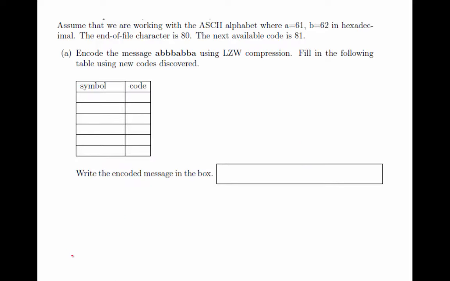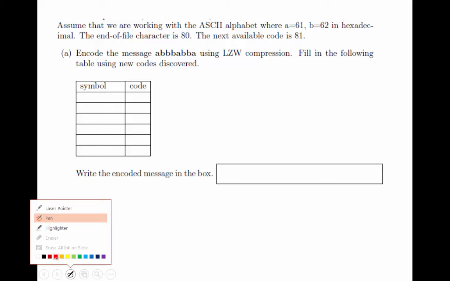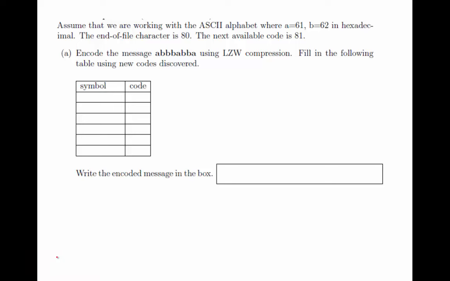Finally, let's look at the bonus problem. The bonus problem is about LZW, first the LZW compression, then the LZW decompression. So the idea here is that given an alphabet, let's try to simplify the alphabet to just 2 characters, A and B, and the end of file character, which is 80, and the code table where the next available code is 81. What we need to do is to encode this message AB, BBA, BBA using LZW compression.